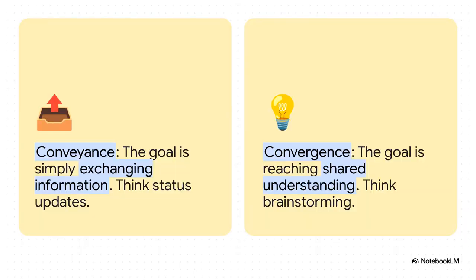Okay, so job number one is what's called conveyance. This is just about getting information from point A to point B. Think sending a status update. Simple. But job number two, the much harder one, is convergence. This is where the team has to really wrestle with something complex and arrive at a shared understanding.